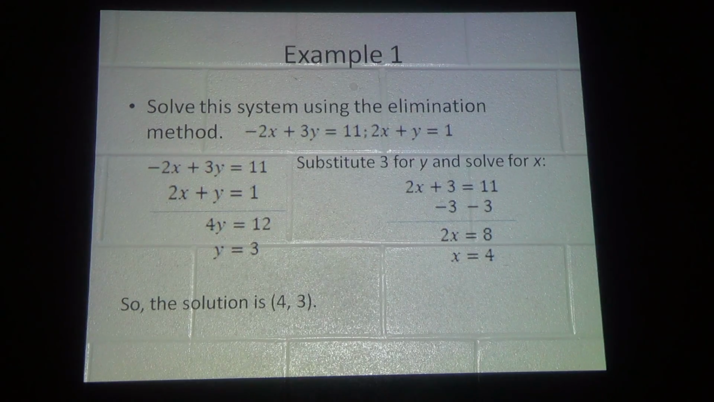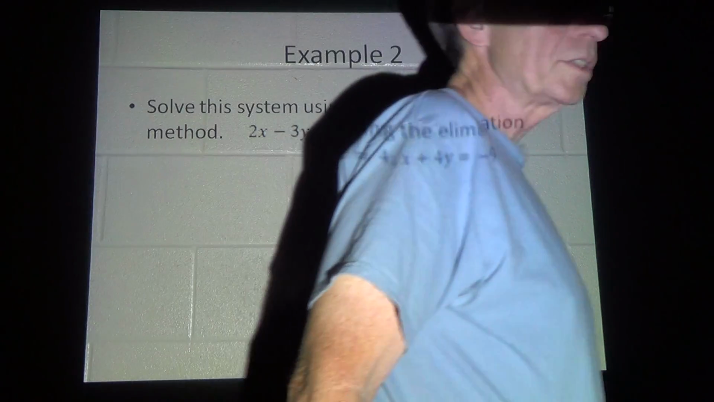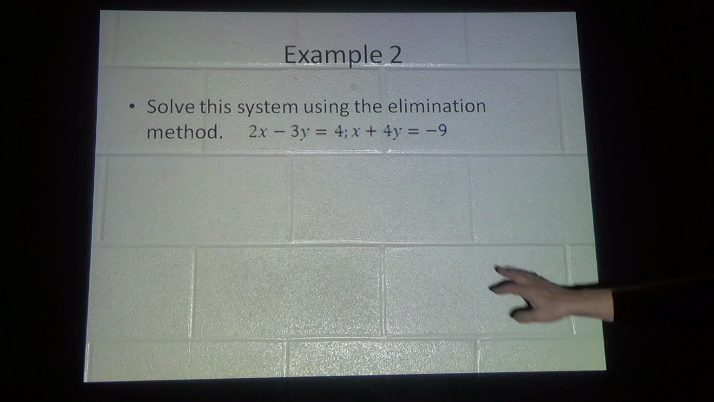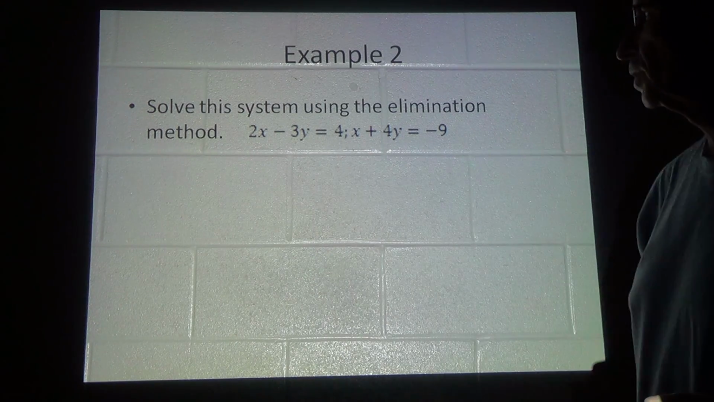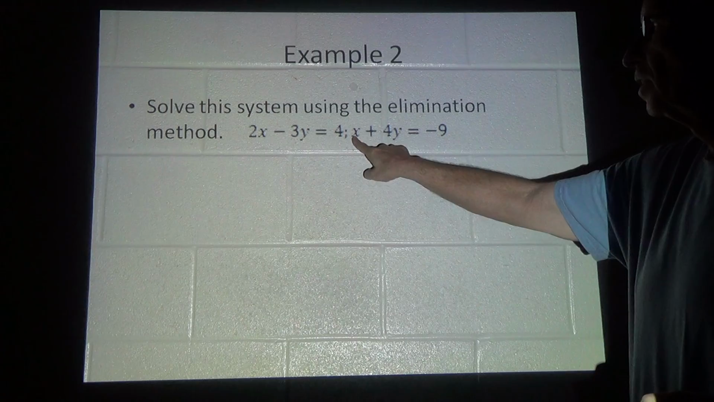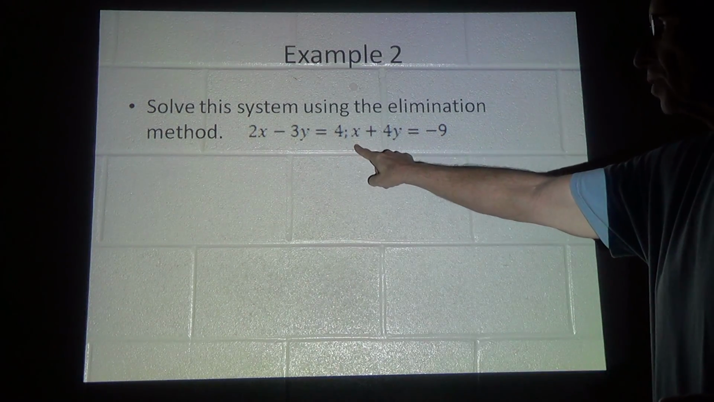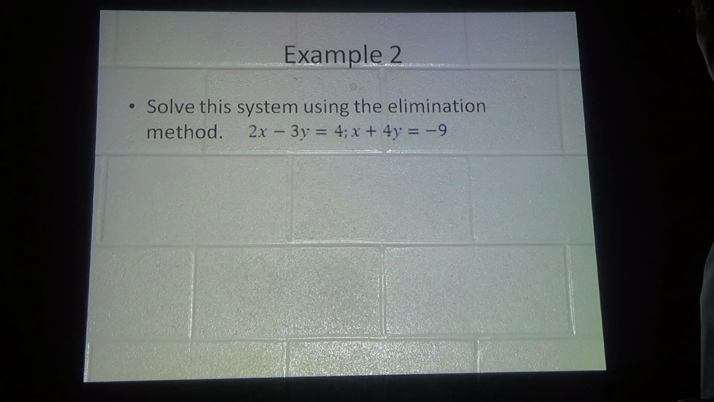Let's look at example 2. They gave us another system, and once again they want us to use the elimination method. These are our equations: 2x minus 3y equals 4, and x plus 4y equals negative 9. This time notice that the x's have different coefficients and the y's have different coefficients. The easiest thing to do is to multiply the second equation by negative 2 all the way across, which gives us negative 2x minus 8y equals positive 18.